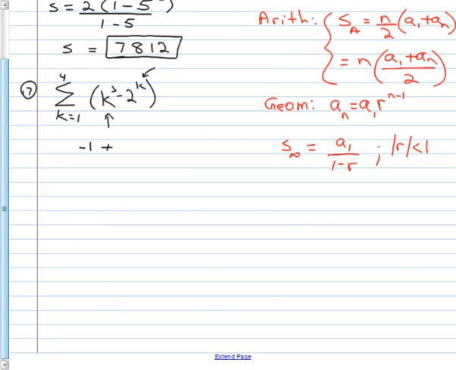Plus. Then we go to a 2. 2 cubed is 8. 2 squared is 4. 8 minus 4 is 4. Plus. And we go to a 3. 3 cubed is 27. 2 to the third is 8. 27 minus 8 is 19. Almost the wrong number. Plus, what are we up to, a 4? 4 cubed is 64. 2 to the fourth is 16. 64 minus 16, 48. And that's where we stop.